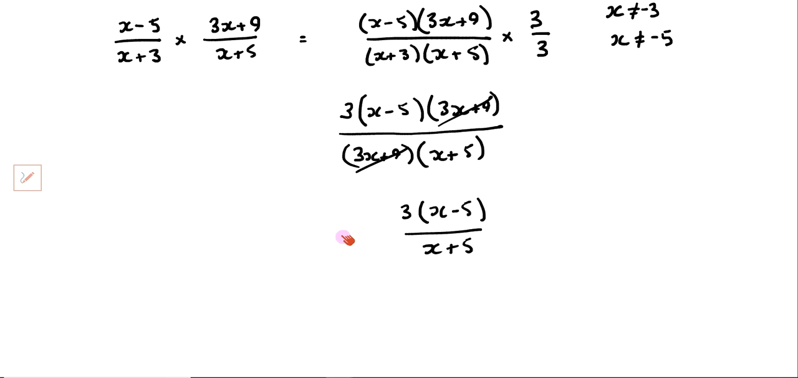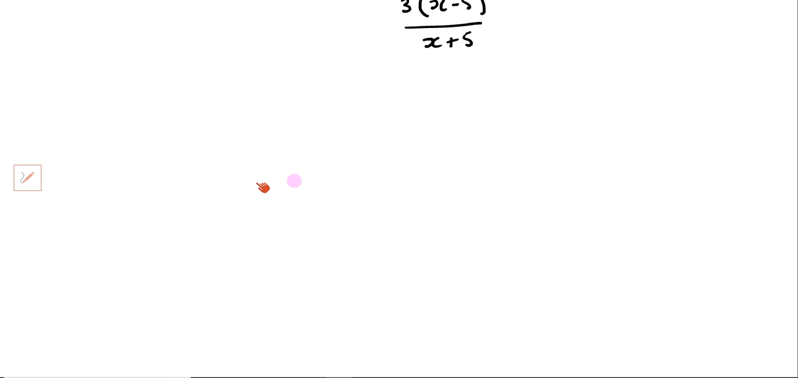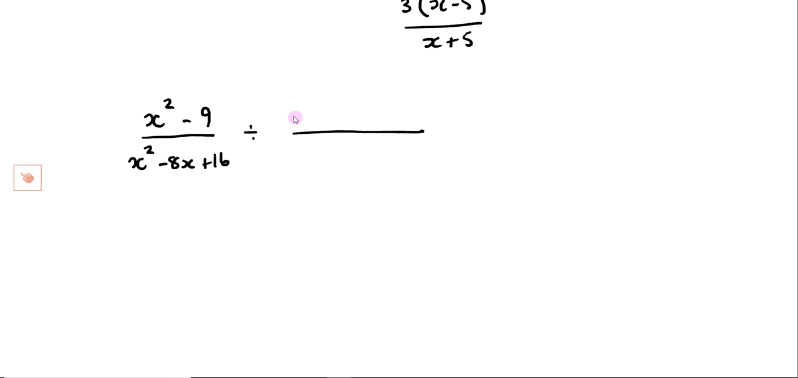So let's have a look at then example 4. This is an example. So we've got x squared minus 9 divided by x squared minus 8x plus 16 divided by x squared plus 6x plus 9, all divided by x squared minus 7x plus 12. All right? So that's example 4, near the bottom of the page. All right? Difference of squares on the top one. Well, what do we need to do first?